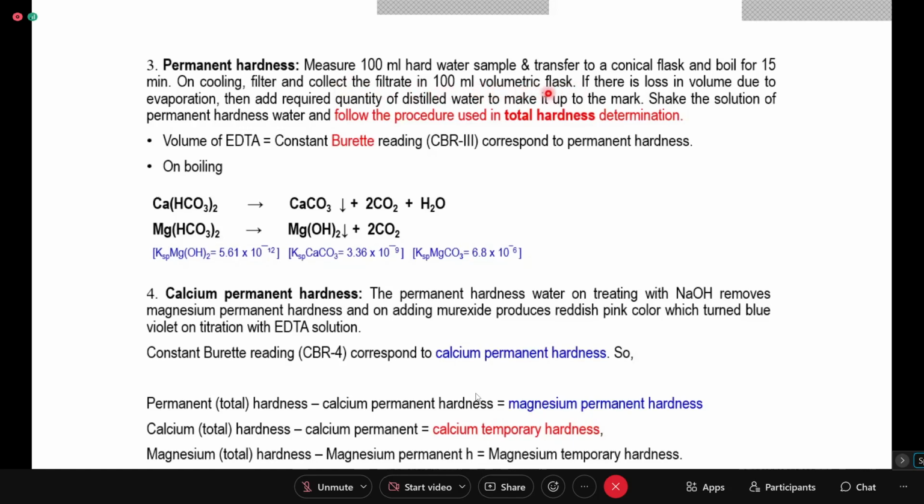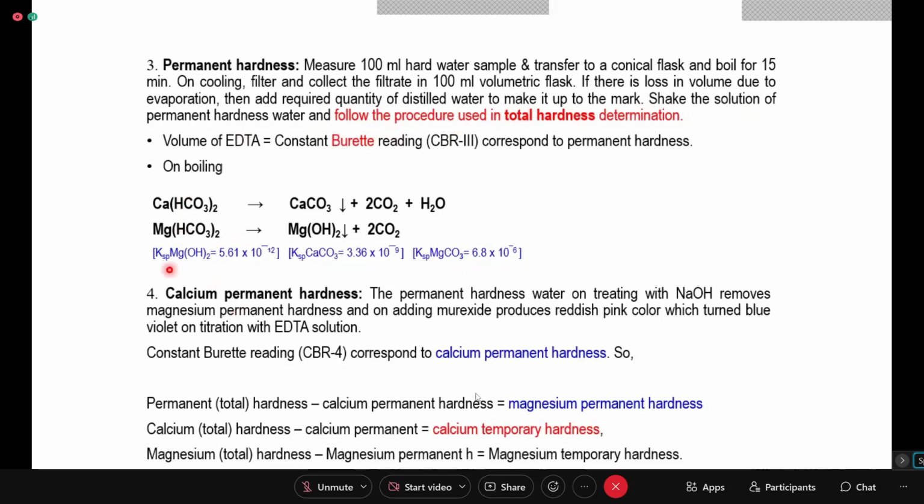ml. So this volumetric flask will show some loss in volume due to evaporation, because it boils for 15 to 20 minutes. That evaporated volume is made up by adding distilled water exactly up to the mark, and then the solution is shaken and taken for determination of permanent hard water.